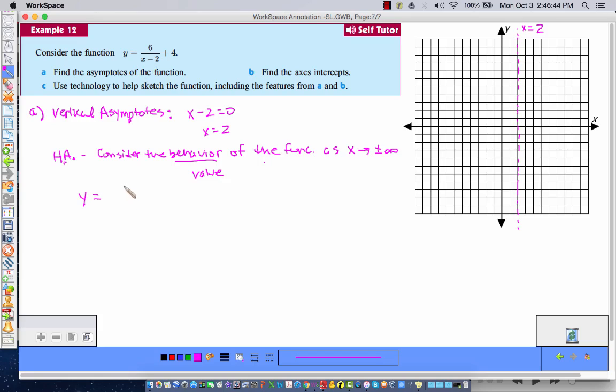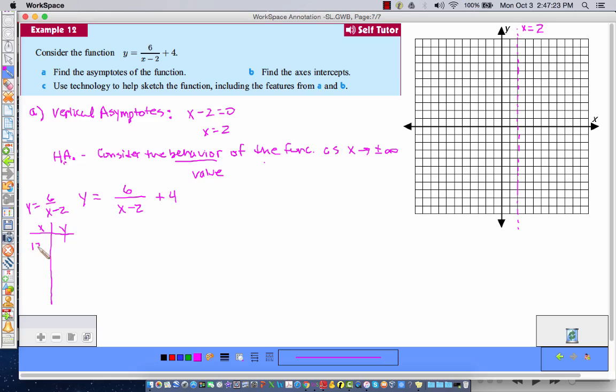So let's think of this. y equals 6 over x minus 2 plus 4. Okay, so we're going to forget about the 4 for a second. Now as x gets really large in value, what happens to this term? So let's do a real quick look here. Let's say x and y, and again I am just considering 6 over x minus 2, and we'll worry about the 4 in a second.